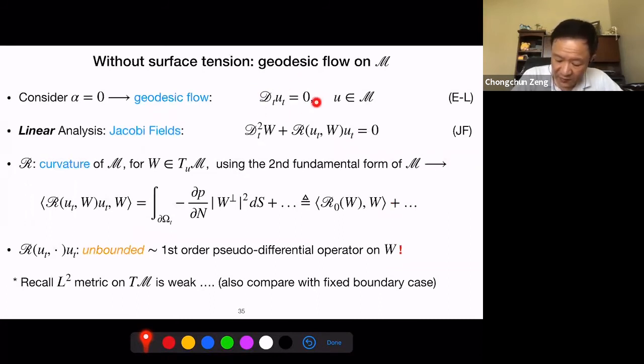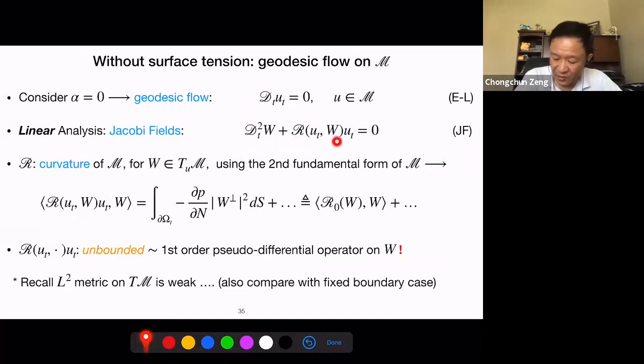You have a geodesic flow, and the surface tension disappears, and that operator A disappears. So we have to think of this in a slightly different way, but we still start with the linear analysis. In the terminology of classical Riemannian geometry, linearized solutions to the geodesic flow are called Jacobi fields, and they satisfy this equation. Formally, that's what you expect.